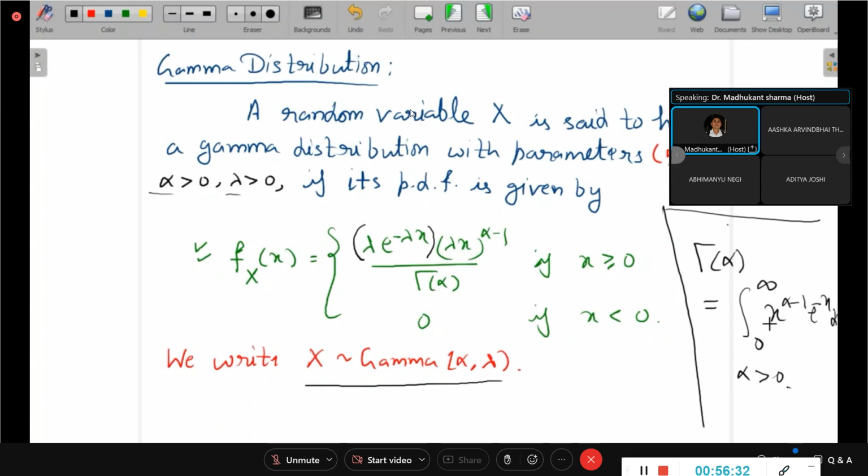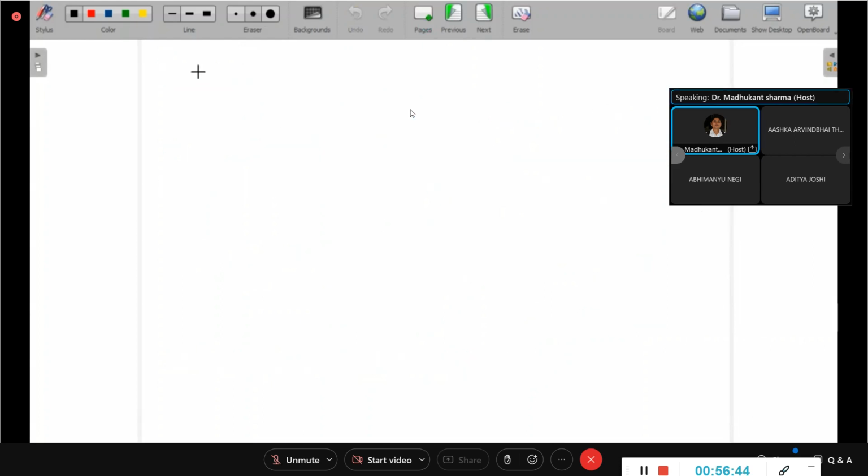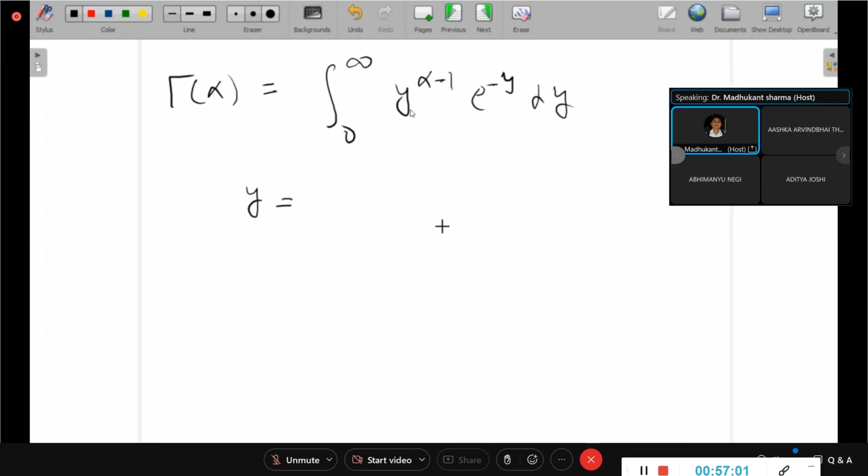Okay, so what you can do here is substitute x equals lambda y. Now see, gamma of alpha is equal to the integration from 0 to infinity of x to the power alpha minus 1 e to the power minus x dx; instead of x I'm taking another variable, let's say y, so y to the power alpha minus 1 e to the power minus y dy. Let's take y equals lambda x.